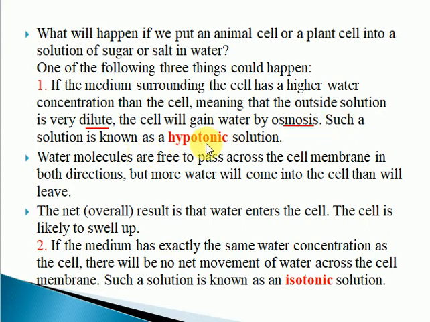Such a solution is called a hypotonic solution. I'll repeat once again. There is a cell in a beaker, let's say, and the solution is hypotonic. So here the concentration of water is more on the outer side. So from outside, the movement of water would take place inside the cell. So this happens in case of a hypotonic solution.